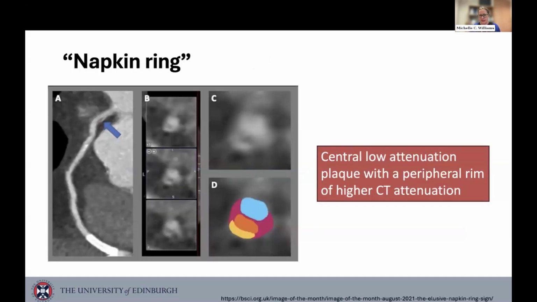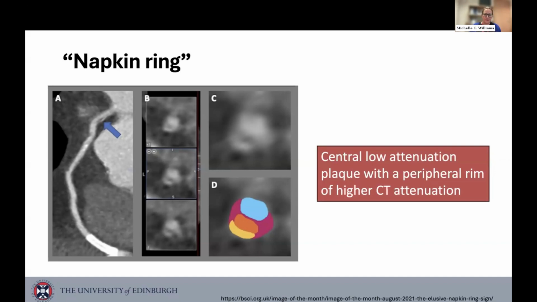And then we've got the napkin ring sign, which is kind of a combination of positive remodeling and low attenuation plaque and some other things. So we've got here an example of an impressive napkin ring. The lumen's in blue, and in pink is the non-calcified plaque. And then in orange is the central low attenuation. And we also have a peripheral high attenuation ring in yellow.